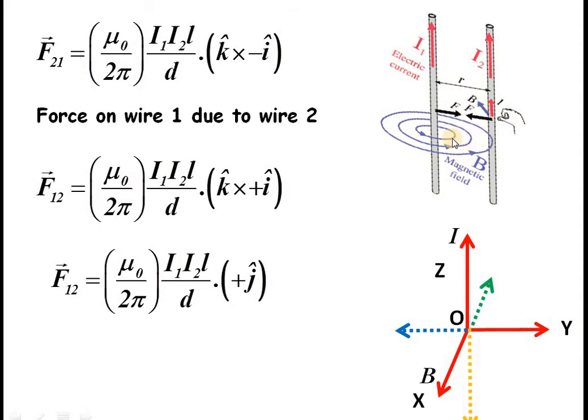So what does it imply? What is the physics of this? It simply implies that the force on wire 1 due to wire 2 will be along the positive direction. So on wire 2 the force is in the negative direction, whereas on wire 1 the force is in the positive direction. So when wires are carrying current in the same direction, they exert a mutually attractive force on each other.